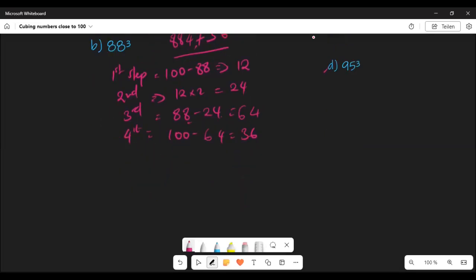So we know that the first part of our answer is going to be 64. The second part of our answer is going to be 36 multiplied by 12, which was the difference. So we're going to say the fifth step is going to be 36 multiplied by 12, which is going to give us 432. So the next part of the answer is going to be 432.